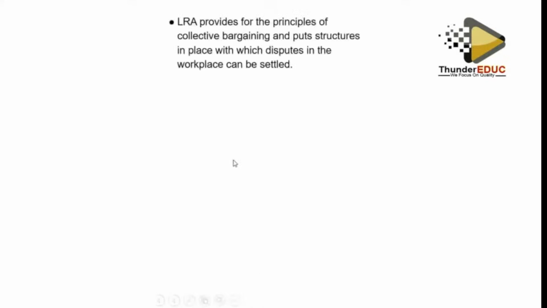So now moving on to another aspect, we are saying that the LRA provides for the principles of collective bargaining and puts structures in place with which disputes in the workplace can be settled. So now collective disputes, here we normally refer to negotiations between employers association and trade unions on matters such as conditions of employment, wages, and the likes.